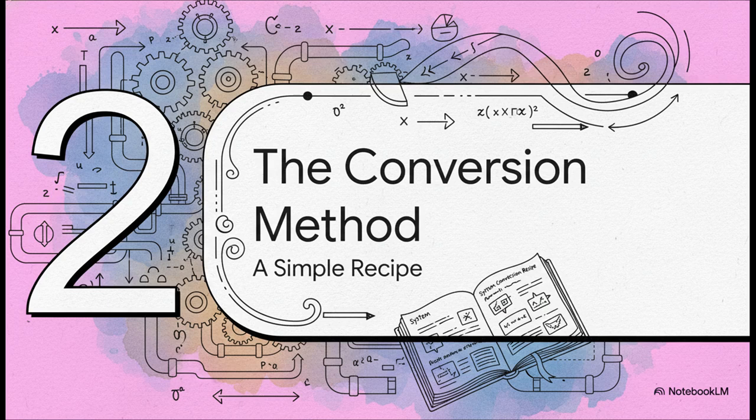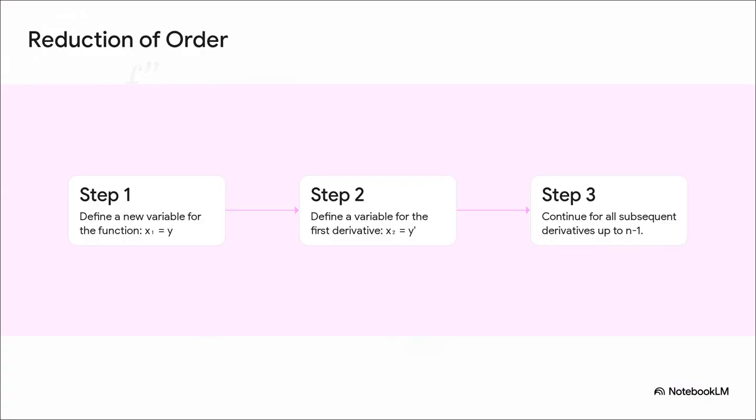Okay, so how do we actually do this? The great news is there's a simple, repeatable recipe that works every single time. Let's walk through it together. The whole recipe is just about defining new variables in a really clever way. So we start with our original function, y, and we're just going to call it x1. Simple. Then we take its derivative, y prime, and we call that x2. And we just keep this chain going, defining x3 as y double prime, and so on, all the way up until we're just one derivative shy of the highest one in our original equation.